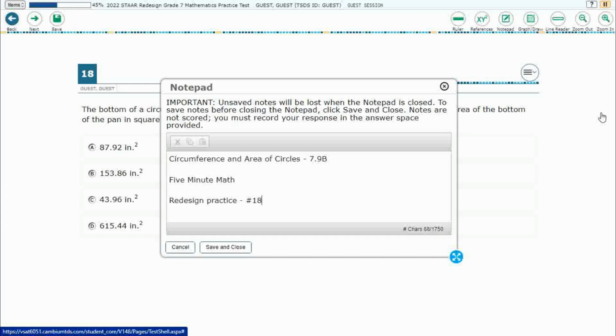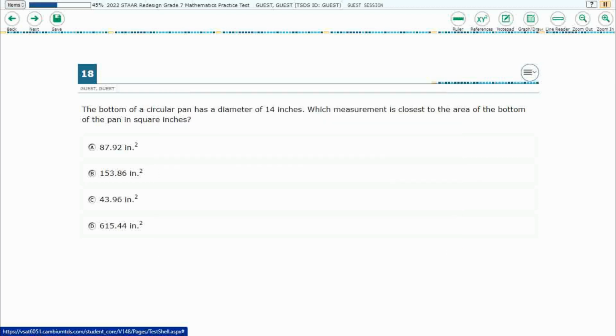Today we are looking at the 7th grade concept of circumference and area of circles. This is standard 7.9b in the great state of Texas, and we are using item number 18 of the Redesign Practice Online STAAR Test. If you haven't done so already, please go ahead and take a moment to pause the video, work this problem out on your own, unpause it, and we will look at our answers together.